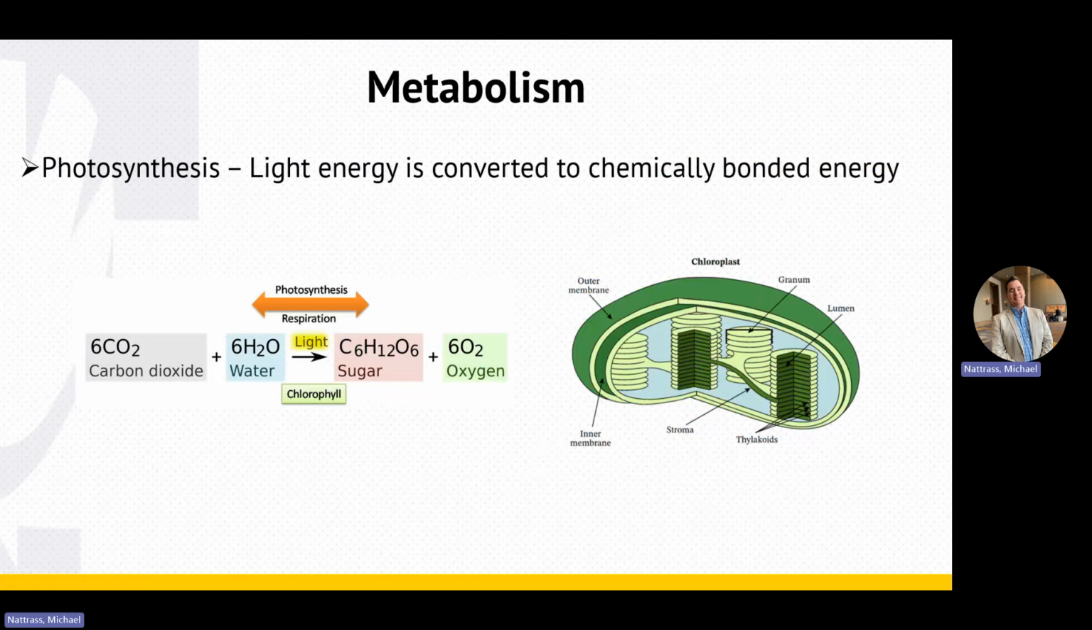Our metabolism, photosynthesis, is going to be light energy converted into chemically bonded energy. And so the formula for that is 6 carbon dioxides and 6 water. So we need carbon dioxide and water in the presence of light and chlorophyll, because this is carbonated water essentially, right? But unless there's chlorophyll and light, we don't perform photosynthesis. And so that's going to end up making our sugars. And then the output, or a byproduct of that, is going to be oxygen. And this happens in the chloroplast. Chlorophyll is inside of the chloroplast.